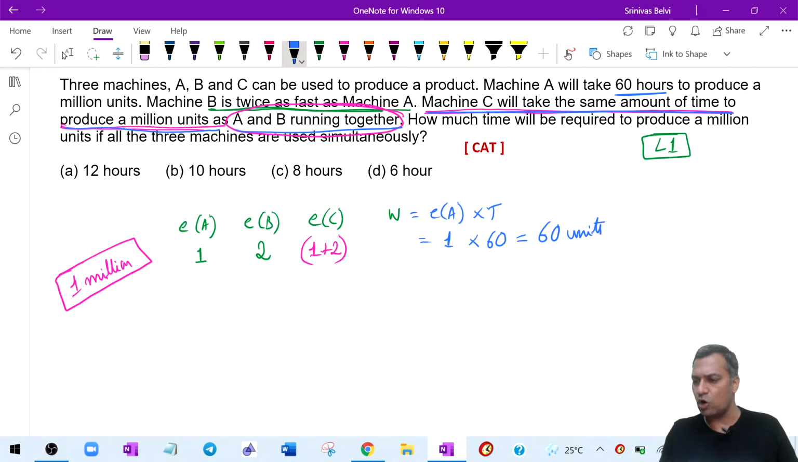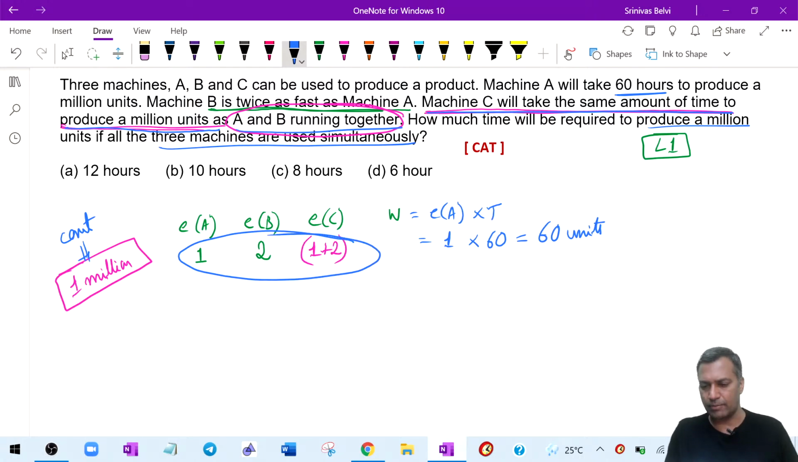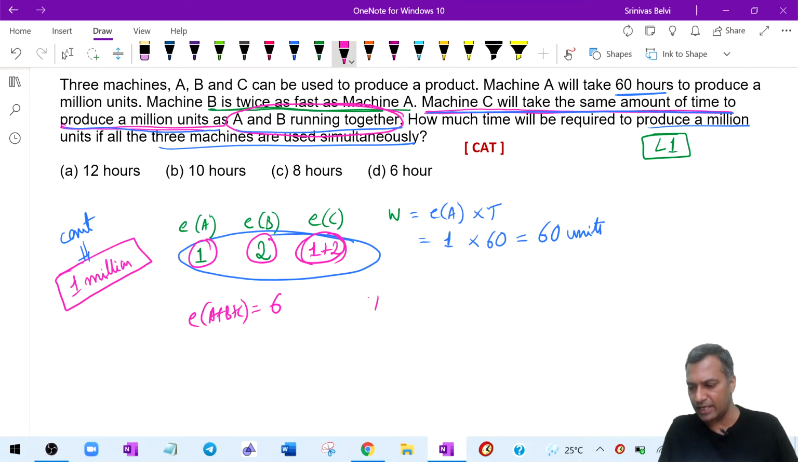Now, how much time will be required to produce a million units? This million is constant, right? Three machines are used simultaneously. If you use all three machines simultaneously, then it becomes 1 plus 2 plus 3, 6 units. Efficiency of A plus B plus C is equal to 6 units. Therefore, what is the time taken? Time taken is 60 units divided by 6, which is equal to 10 hours.